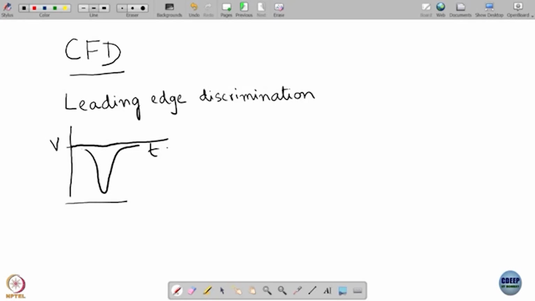Typically, this pulse is minus 100 to minus 300 millivolt, that is the maximum amplitude. This kind of a pulse is called a NIM pulse. What is the meaning of NIM? Nuclear instrumentation module. NIM means nuclear instrumentation module.